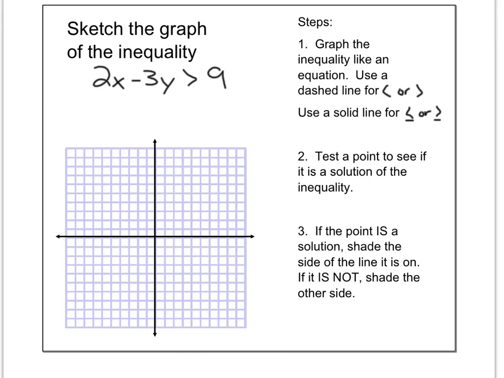Okay, and we'll do one more example. Sketch a graph of this inequality. This one is not like the other one, so it's going to take a little more work. The very first thing you're going to want to do on these is write them in slope-intercept form. So I'm going to subtract 2x from each side.